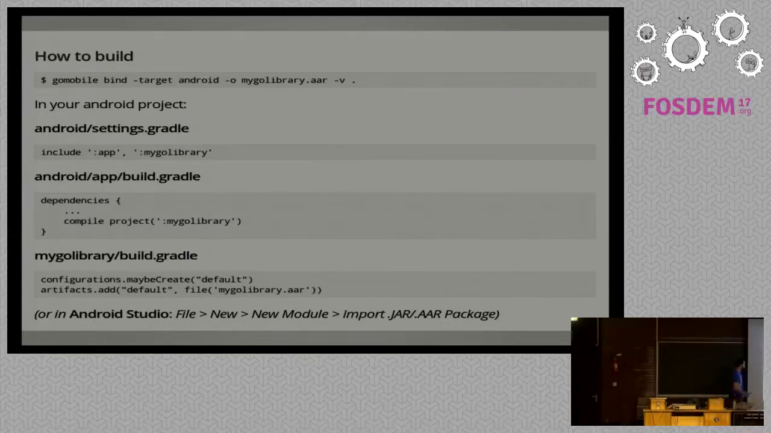Then later in our Android project, we need to modify or create a few files. It looks a bit complicated, maybe. But if you are using Android Studio, it's just File, New Module, Import, and then select your AAR package. That's why I recommend Android Studio, but if you don't want to use it, you can just modify the Gradle files to include your library there. You just tell it the dependency you need to compile and where to locate the file.